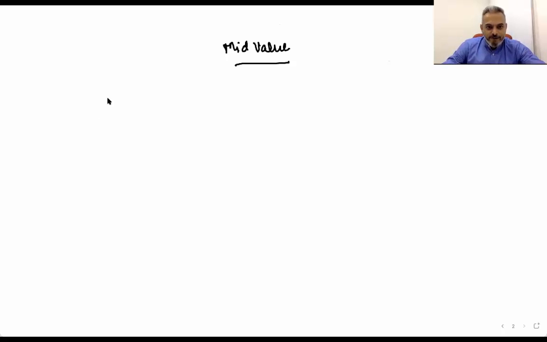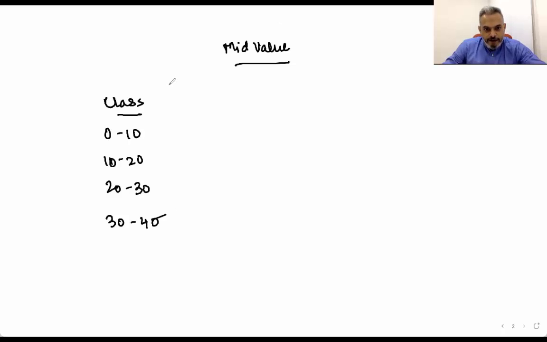We are going to see the concept of mid value today. Now, what is a mid value? The name itself says mid value means middle value. Now, how do we find the mid value? Say classes are given: 0 to 10, 10 to 20, 20 to 30, 30 to 40. You are asked to find the mid value.